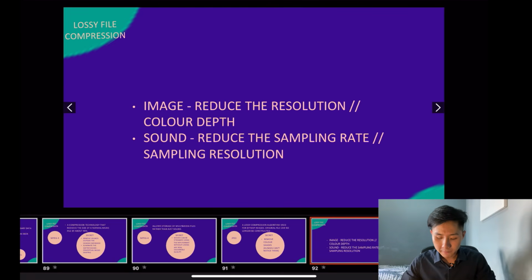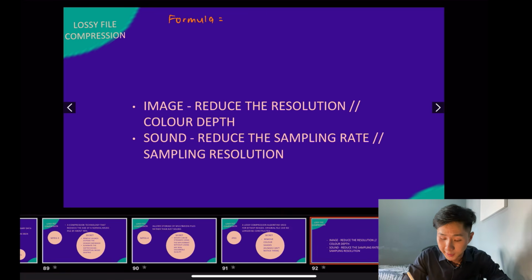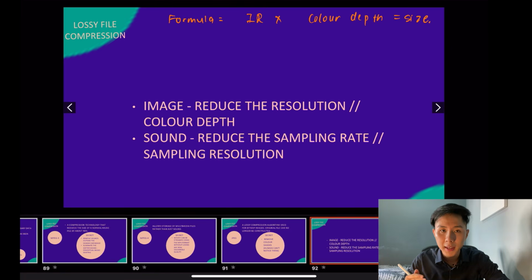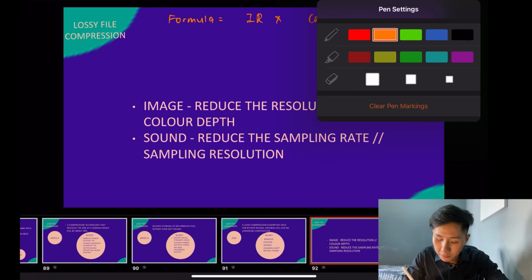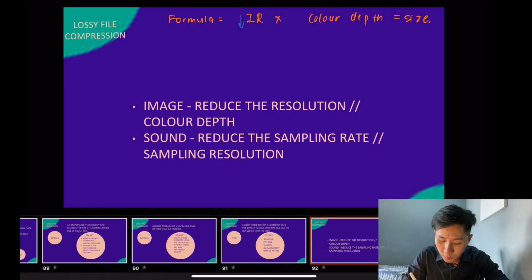So this is how we reduce the file size of image and sound. If you remember, the formula to calculate the size of an image is image resolution multiplied by color depth, which then will give us a size. Therefore, if I ask you how do we reduce the size of an image, there are literally only two methods. We reduce the image resolution, or we reduce the color depth of the image. So that's how we can do this.